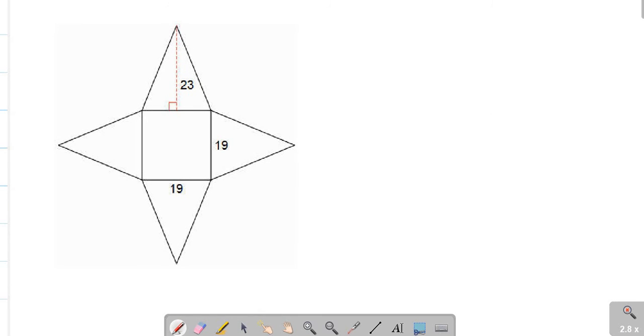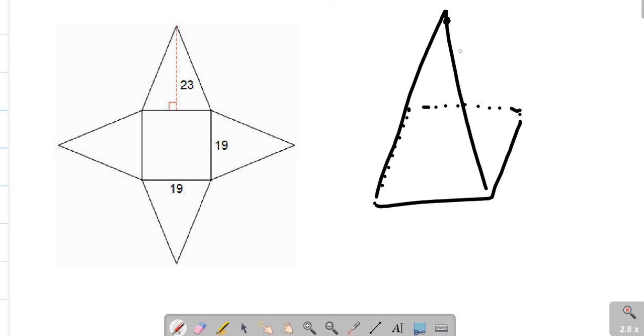This is a square-based pyramid, so it would look something like this. We dot the sides you can't see, so technically you can't see those sides. Put a dot there. That's 19 by 19, and then that 23 is a slant height. It's not a true height. It's a slant height, so it goes down the side there because it's folded slant.